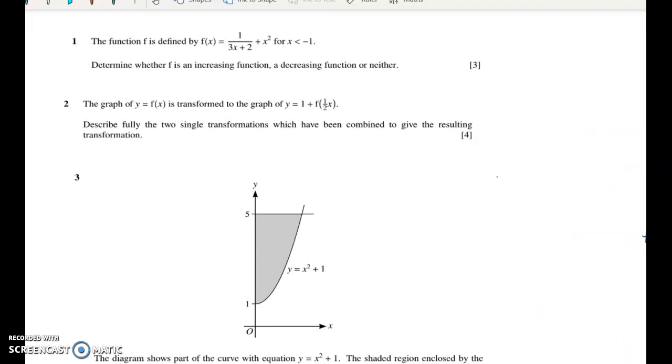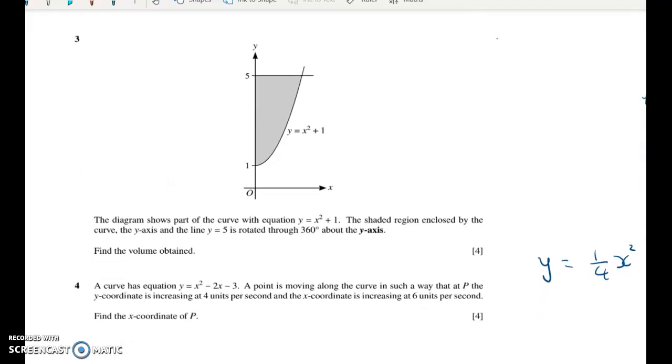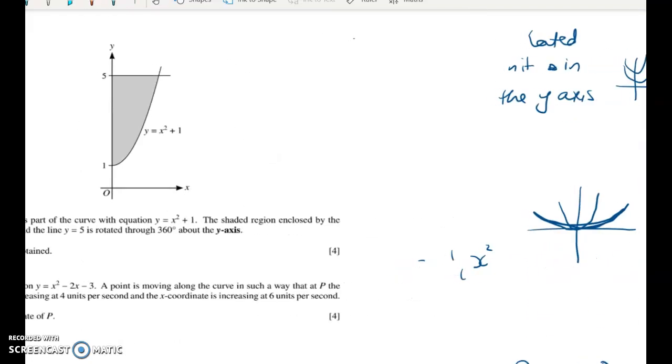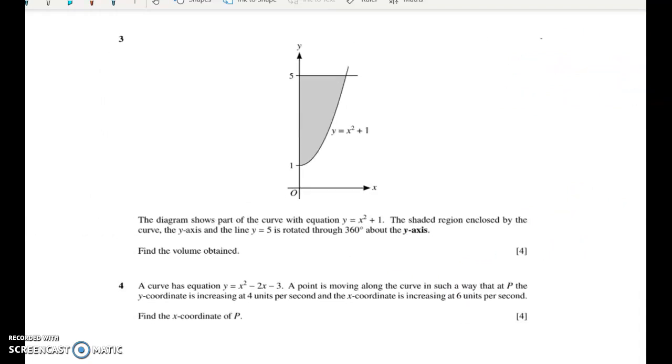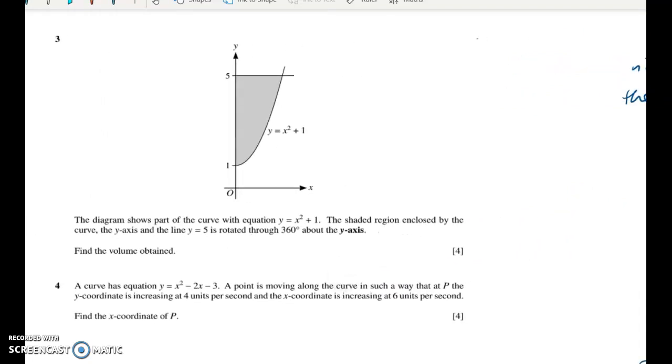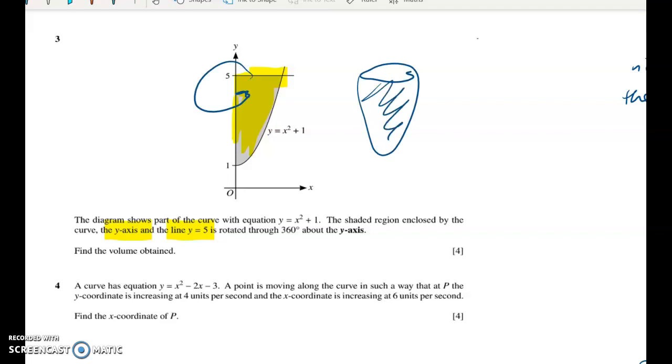The next question is a volumes of solids of revolution question, but the difference is that we're rotating something around the y-axis. So let's have a look at the question. We've got a shaded region, enclosed by the curve and the y-axis, and the line y equals 5. So this is what we're taking, and we are going to spin that around. We're going to make some kind of nice pottery object, and we're going to find the volume of it.